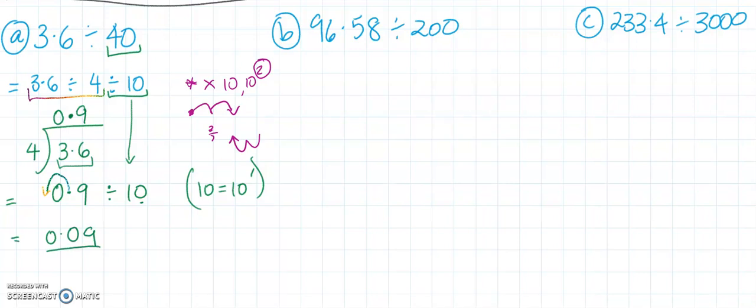All right, let's have a look at the second example. With the second example, again, let's break it down first. So let's split our 200. 96.58 divided by 200 is the same as 2 times 100. So it's divide by 2 first and then divide by 100. And again, we'll do our first part.